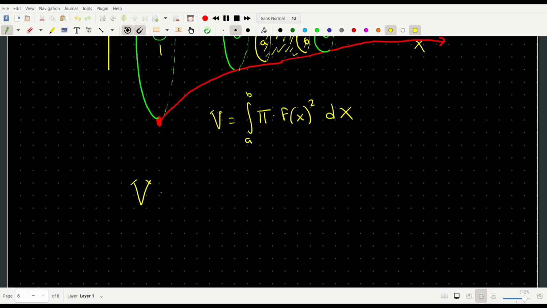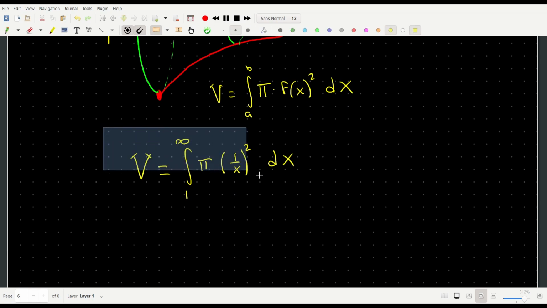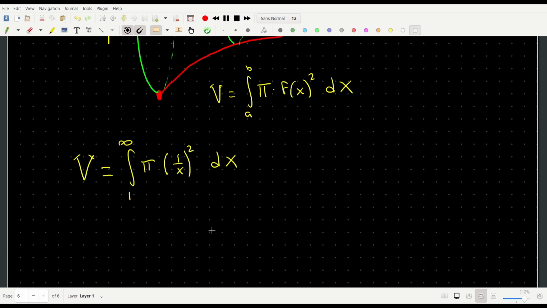So the volume for the full Gabriel's Horn is going to be the improper integral from 1 to positive infinity of pi times 1 over x squared dx. Because we're interested in the volume of the full Gabriel's Horn from 1 to infinity, this formula can just be justified in the sense that we're taking the integral of the cross-sectional area, the cross-sections being circles of radius f of x.